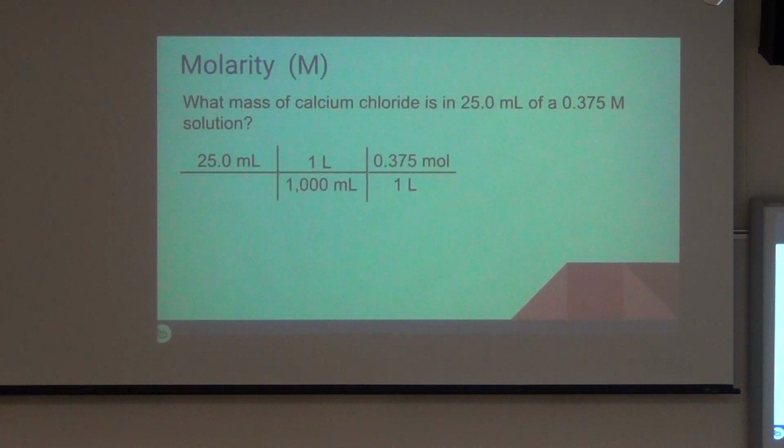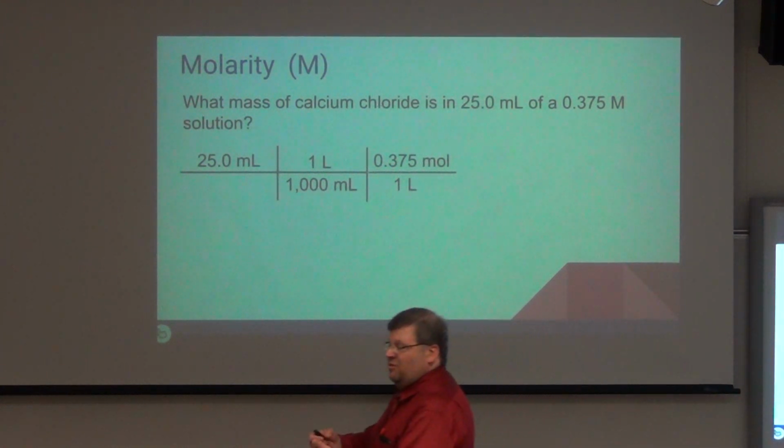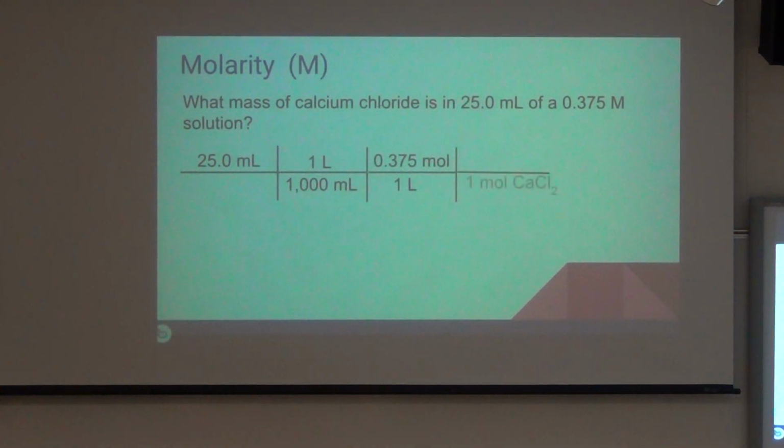There's one more step that I need, because the question isn't looking for how many moles of calcium chloride, it wants to know what mass in terms of grams. So we need one more conversion. We go to the periodic table, add up a calcium and 2 chlorines. Because the other thing they didn't give you in the problem was the formula. Usually don't give you that.